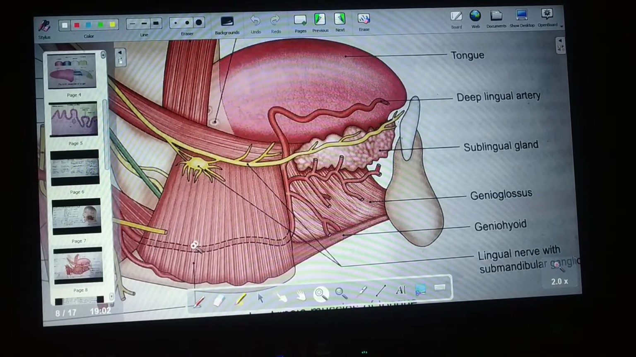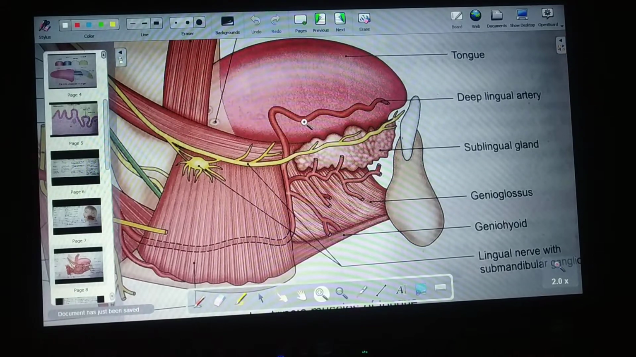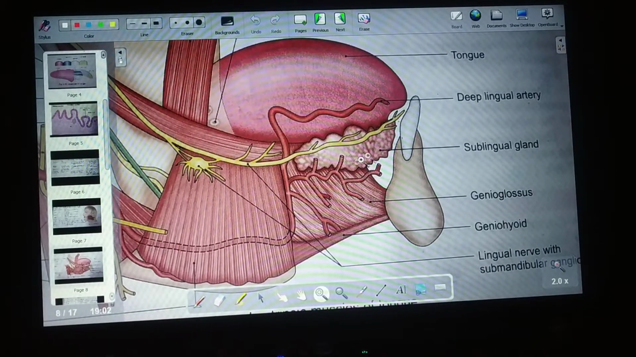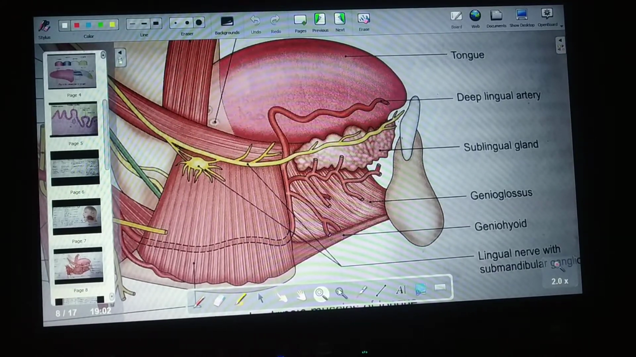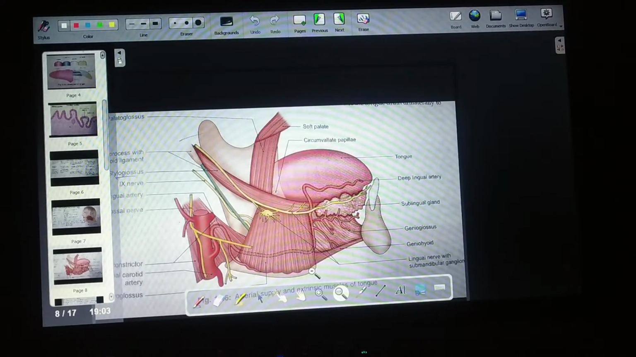This is the tortuous part. After that, when it goes up, this lingual artery is called the deep lingual artery. This is actually the sublingual gland. So this is all about the muscles. And I told you about the ninth nerve, the hypoglossal nerve, and the external carotid artery in this diagram.